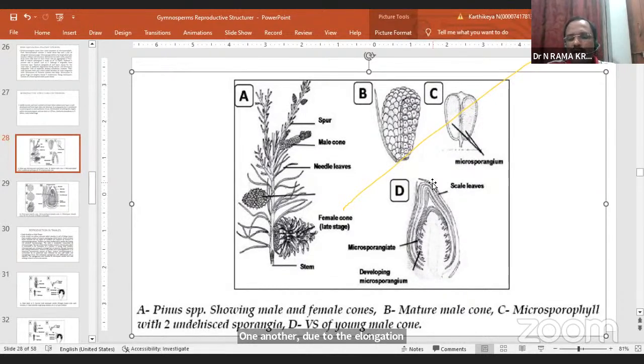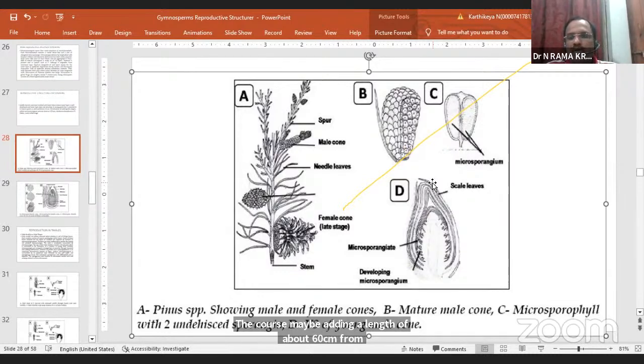The female cones are much larger than the male cones. They are usually 15 to 20 centimeters long, sometimes 3 to 4 centimeters in diameter. The cones may attain a length of about 60 centimeters in other coniferous plants.